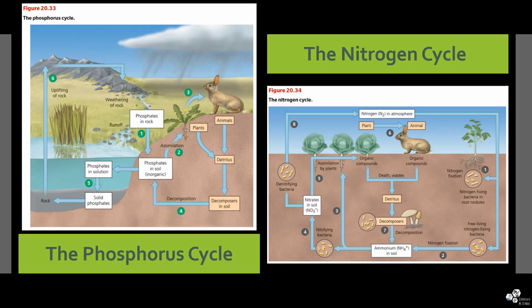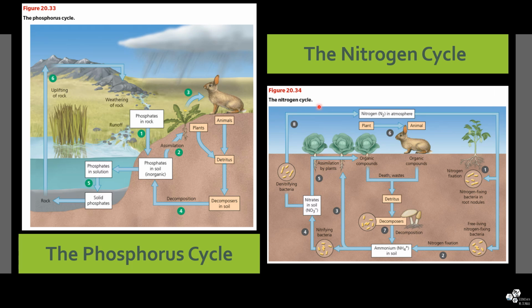So here's a couple other examples of biogeochemical cycles. We have the phosphorus cycle, which is important for building our DNA, building structures like our bones. We have the nitrogen cycle, which is also important to building all of our proteins and our DNA. These are really important elements as far as living organisms go.